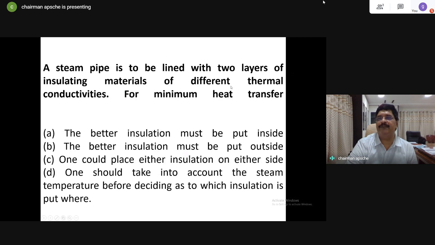Steam pipe is to be lined with 2 layers of insulating materials of different thermal conductivities. Okay, ఇది మనం already discuss చేసుకున్నాం. And 2 insulating materials. If you recollect that problem on a slab, K unna oka insulating material, 2K unna inko insulating material. Edi first cheyali, edi second cheyali. Annadani manam discuss chesthe manam em anukunnam, K unnadani first cheyali, 2K unnadani second cheyali, then heat transfer will be less ani anukunnam, right? So better insulation must be put inside. Straight away answer is that.